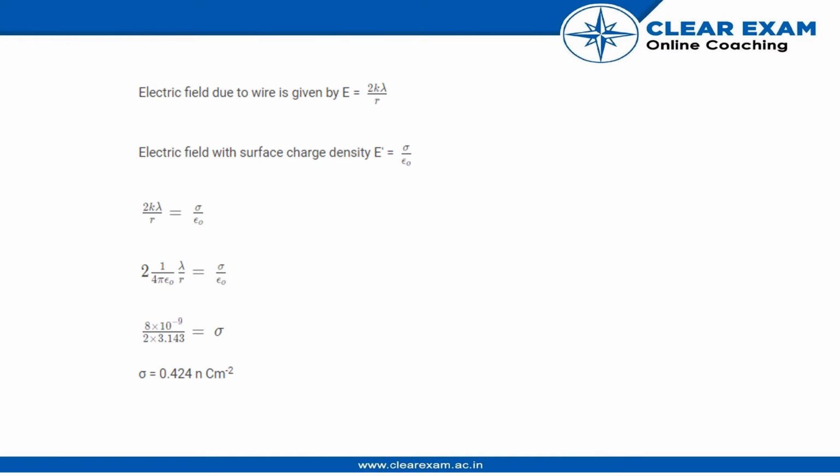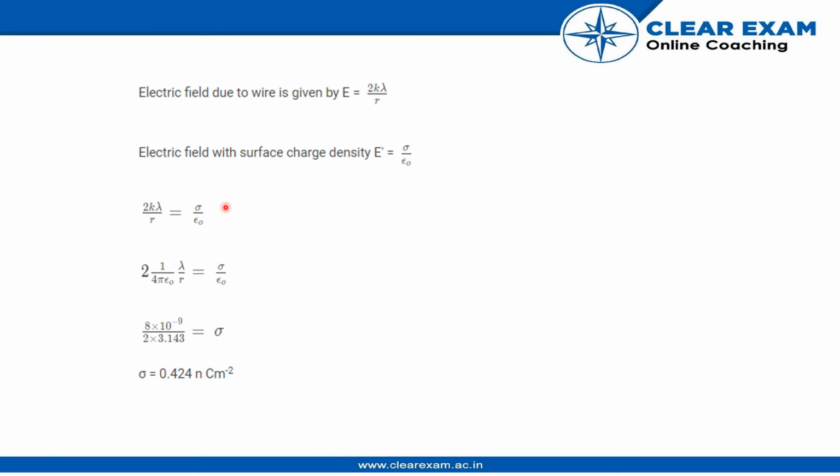So let us look. We know that the electric field due to the wire is given by 2kλ/r, and the electric field with the surface charge density is σ/ε₀. Correct? Now we need these two values to be equal because the wire is passing through the plane at a right angle. So 2kλ/r is σ/ε₀.